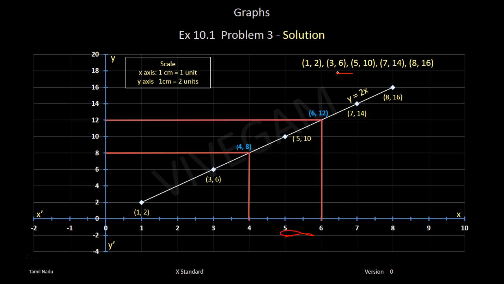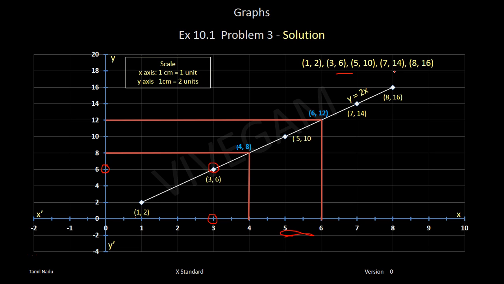So 3, 6. X is equal to 3, y is equal to 6. So on the x-axis, x is equal to 3. So this is the point. Y is equal to 6. This is the y. So come horizontally along this line and go up vertically along this line. Where it intersects, that's the point.